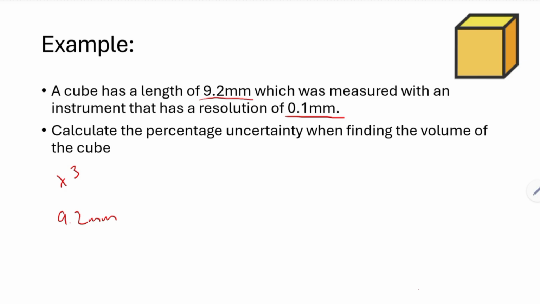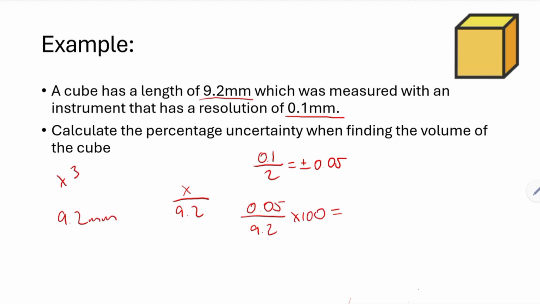So the value will be 9.2, but for the absolute uncertainty, it hasn't given it to us straight away, as it says an instrument with a resolution of 0.1 millimeters. If you're given a resolution, most of the time, unless stated otherwise, you'll need to do that over 2 to get the absolute uncertainty. So that will be 0.05, and times it by 100.